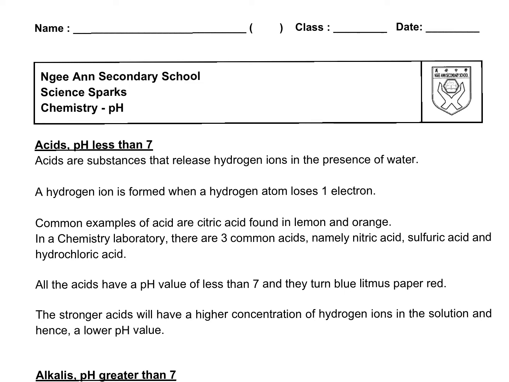All these acids have a pH value of less than 7 and they turn blue litmus paper red. Now the stronger the acid, the higher the concentration of hydrogen ions in the solution and hence a lower pH value. That means there are more hydrogen ions present in the solution.